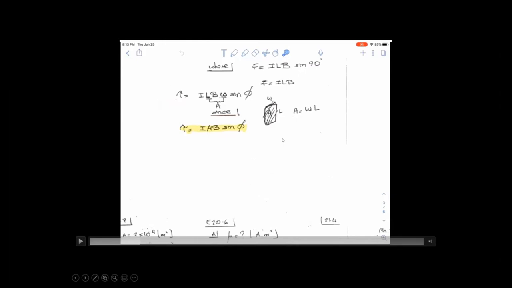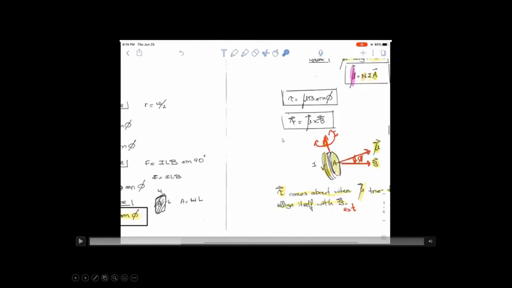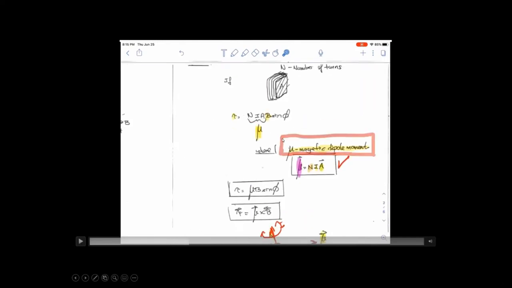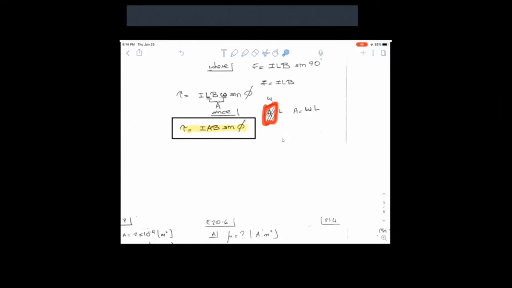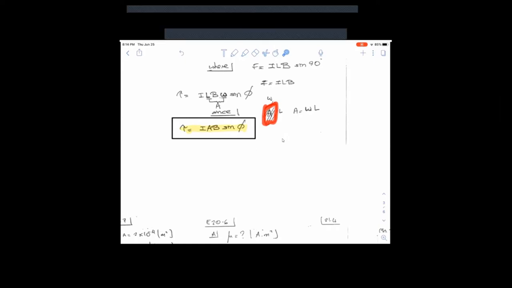The amount of torque that it's going to experience depends on the angle between the area vector, this is a vector, and the direction of the magnetic field. If there's any angle between the area vector and the direction of the magnetic field, that angle is this phi that you're looking at. So there's the magnetic field pointing in this direction, and we've got the area vector pointing down in this direction.